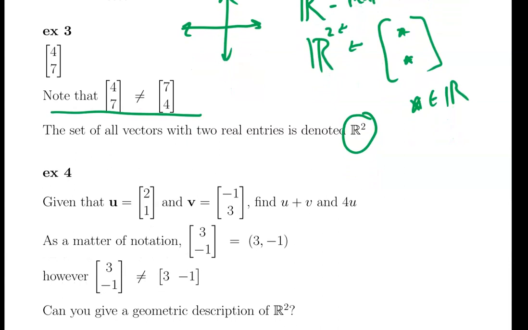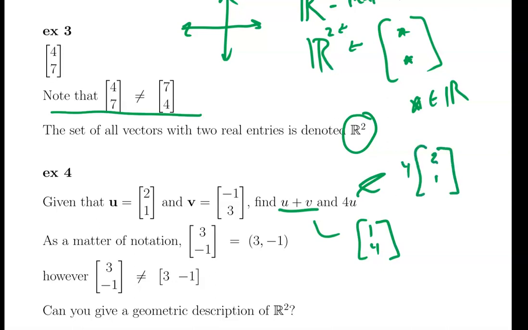So some basic stuff. Let's say we have a couple of vectors, u and v. How do you add vectors? You just add the corresponding entries. So u plus v would be 2 minus 1, which would be a 1, and then 1 plus 3 would be 4. And then 4u would be the same as 4 times (2, 1). You have to multiply everything by it. Okay, basic operations there. As a matter of notation, you can list it this way or this way. I will almost exclusively use that way.